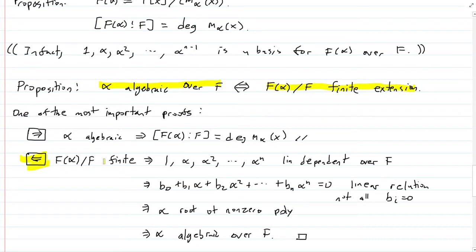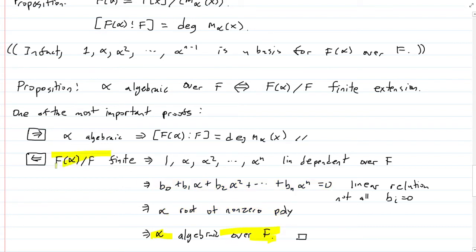But the backwards direction is where you have the important idea. So say this is a finite extension, so it's a finite dimensional vector space over F, and it has dimension n. So let's take these elements 1, alpha, alpha squared, up to alpha to the n. These are n plus 1 elements, so they have to be linearly dependent over F. So there has to be some linear combination with coefficients b_i in F, not all zero, such that the linear combination is 0. This is what linear dependence means. So this tells you that alpha is a root of this polynomial that you just got from linear dependence, and that means alpha is algebraic over F.